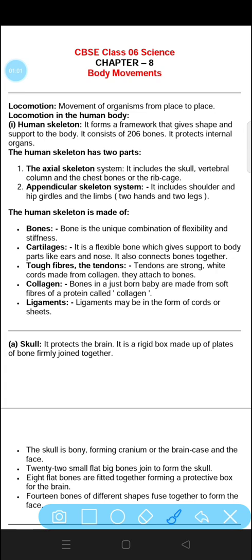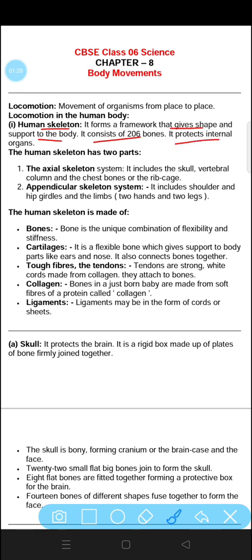Now, locomotion in human body. First one is the human skeleton. It forms a framework that gives shape and support to the body. It consists of 206 bones. A total number of 206 bones are there in our body, and it protects internal organs.